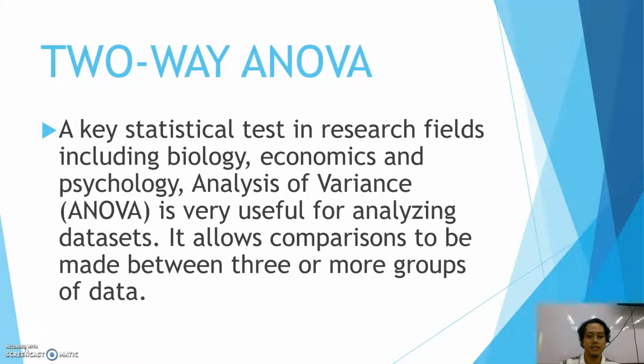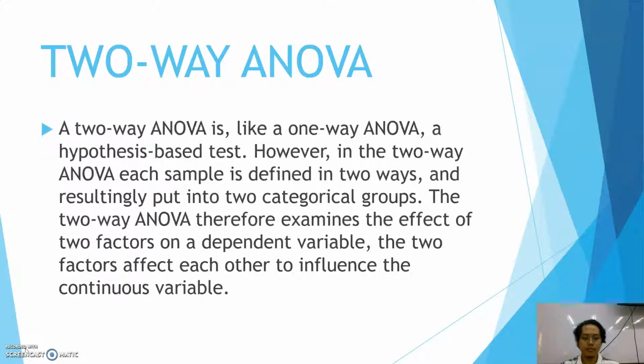Two-way ANOVA is a statistical test in research fields. As I have said, it can be used in different fields including biology, economics, and psychology. It allows comparisons to be made between three or more groups of data. It is like one-way ANOVA. It is a hypothesis-based test. However, in the two-way ANOVA, each sample is defined in two ways and resultingly put into two categorical groups. The two-way ANOVA therefore examines the effect of two independent variables. The two factors affect each other to influence the continuous variable.